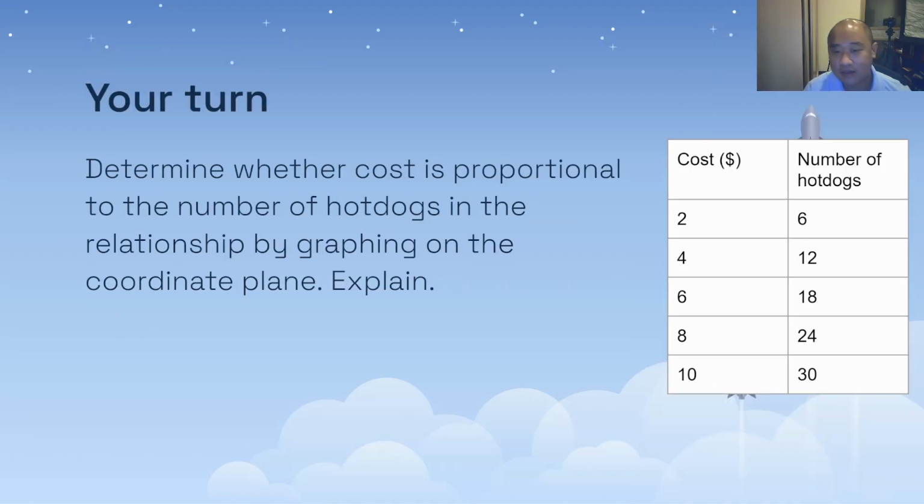Your turn. Determine if the cost of hot dogs is proportional to the number of hot dogs that you buy. Explain. So you already have a table. So you can just graph it. The number of hot dogs goes on the bottom. So I'm just going to put 6 here. And then 2, 6, 2. And this is going to be 12 and 18, 24. Because I'm not going to draw this whole thing. Okay.